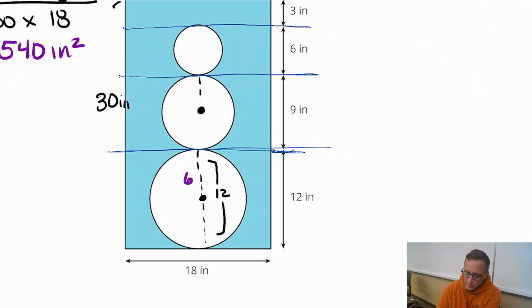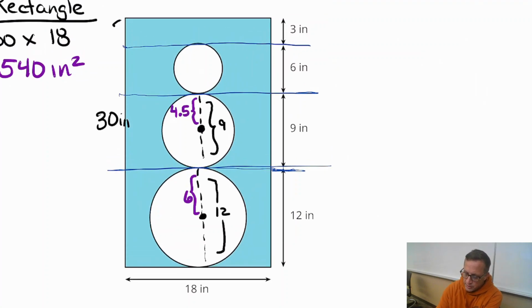Okay? That's 6. I'm going to keep doing this. All right. So this one has a diameter of 9. So the radius is going to be 4.5. Right there, 4.5. Now this one's got a diameter of 6. And so that means it has a radius of 3.